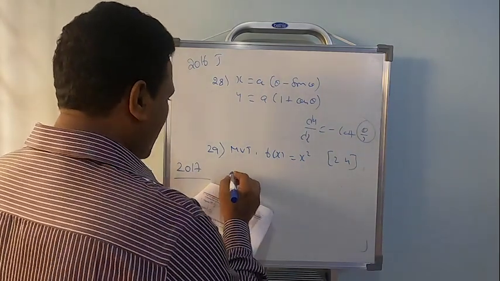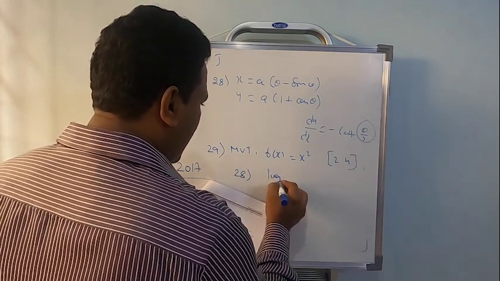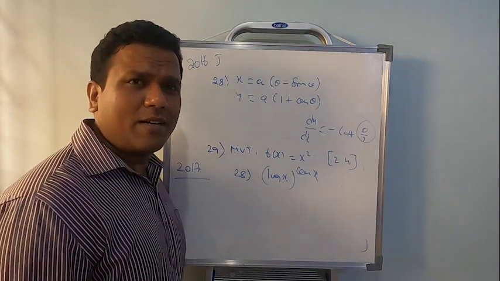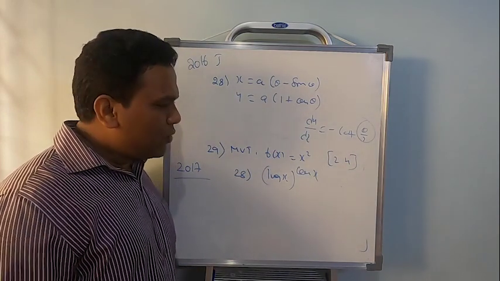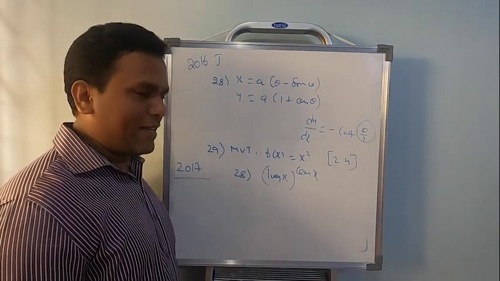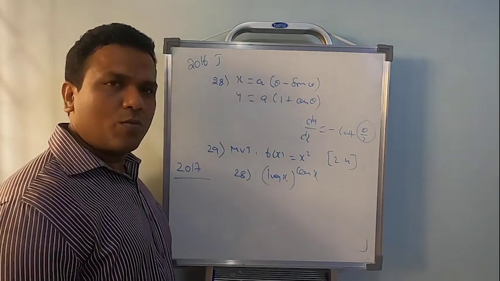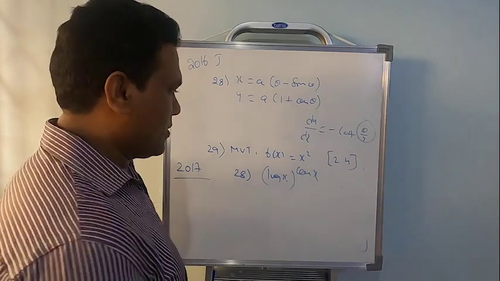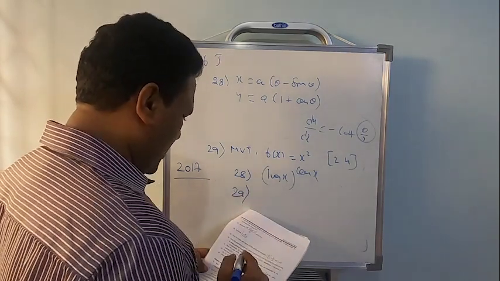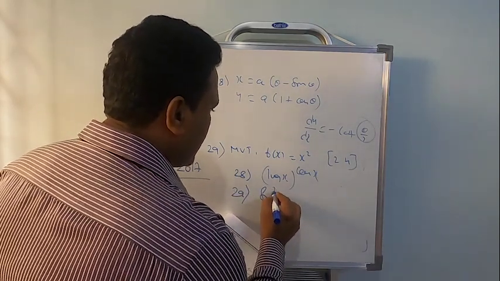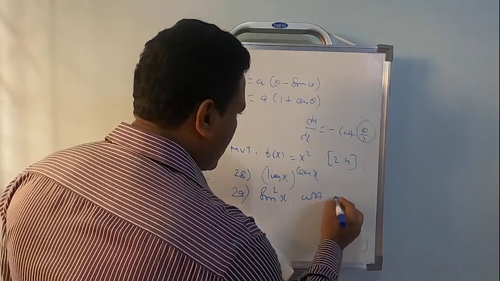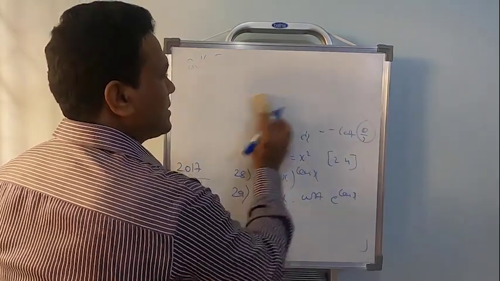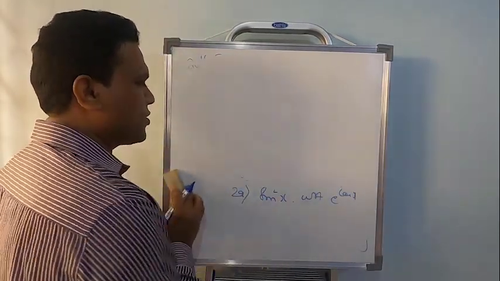Problem number 28 was differentiate log x whole power cos x. The usual pattern was parametric and mean value theorems, correct? Now in 2017 a little change. So 28 is log x whole power cos x, so apply log, differentiate, find dy by dx. Okay, and in 29 they mentioned differentiate sin square x with respect to e power cos x. Remember, students, this is similar to parametric differentiation only.